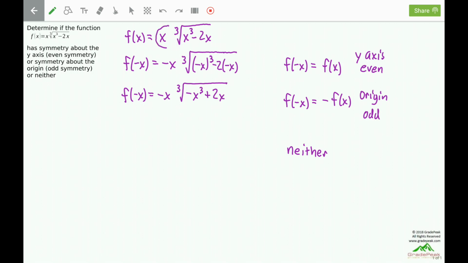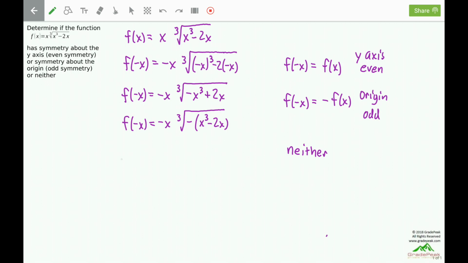Comparing this to the original, outside the cubed root we have an opposite sign, negative x instead of x. Inside the cubed root, each term is again opposite sign, negative x cubed and positive 2x compared to the original function. We can therefore factor a negative out inside the cubed root. Leaving a positive x cubed and a negative 2x.